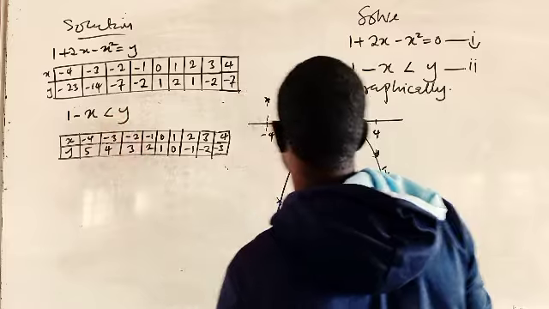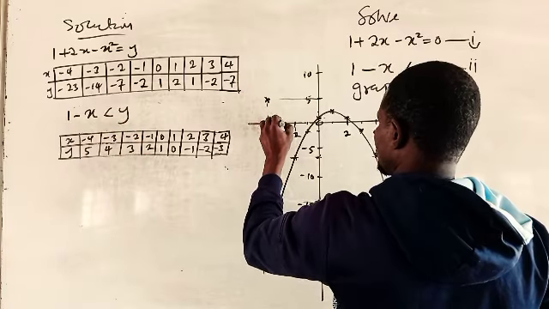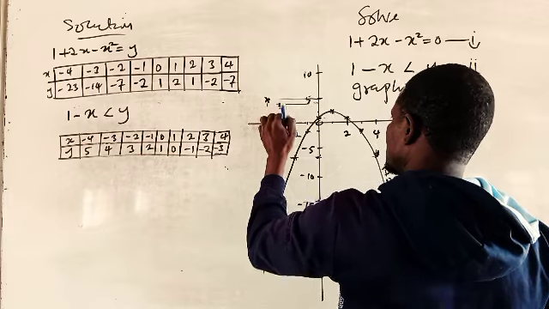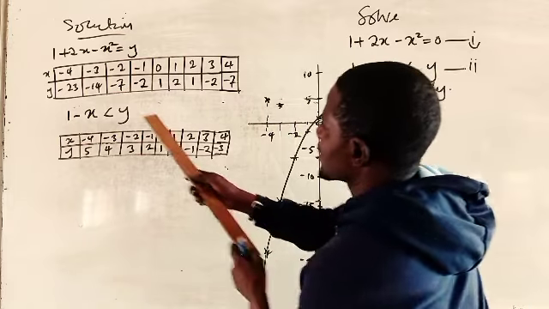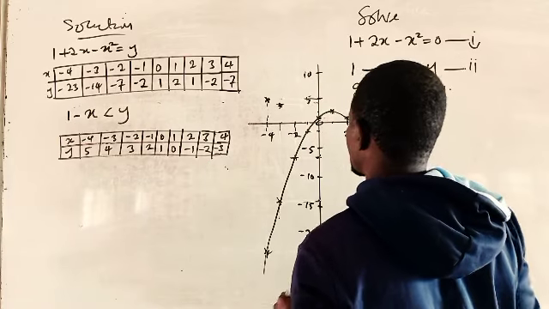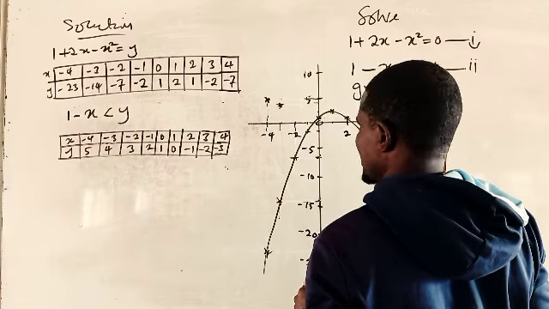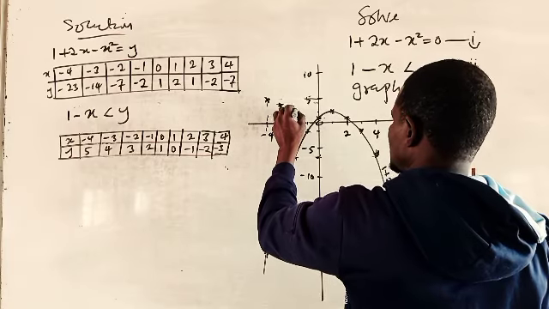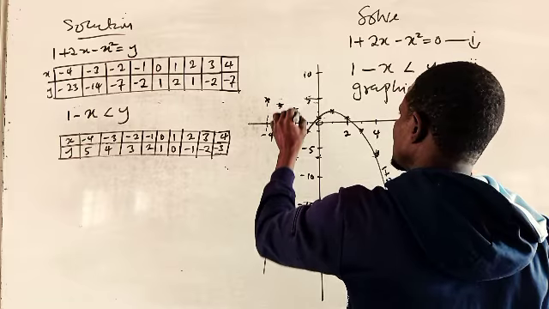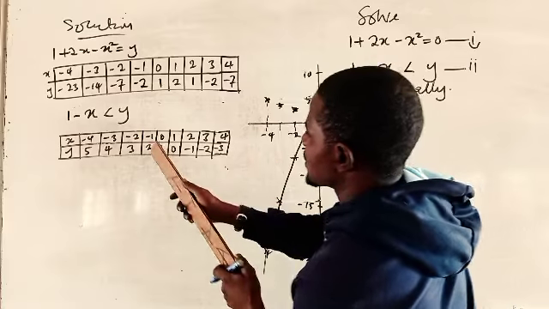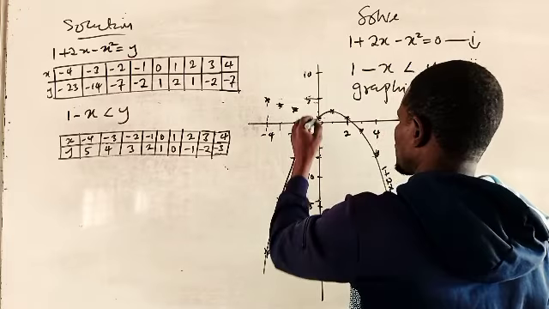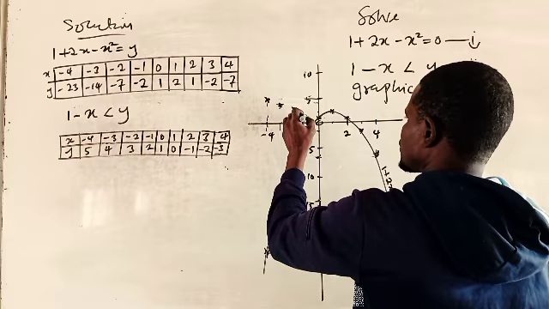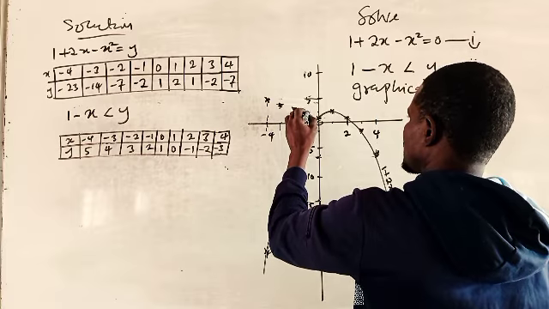Then when x is minus 3, y is 4. 4 is going to be here because this is our 4, so it's going to be here. Then when x is minus 2, y is 3. 3 is here, so they met here. So when x is minus 1, y is 2. Minus 1 is going to be here, then 2 should be here.